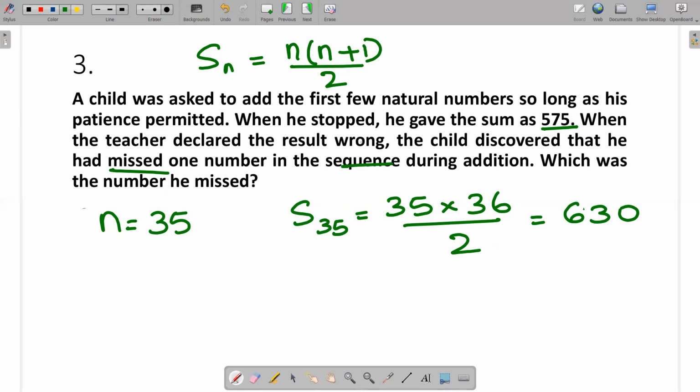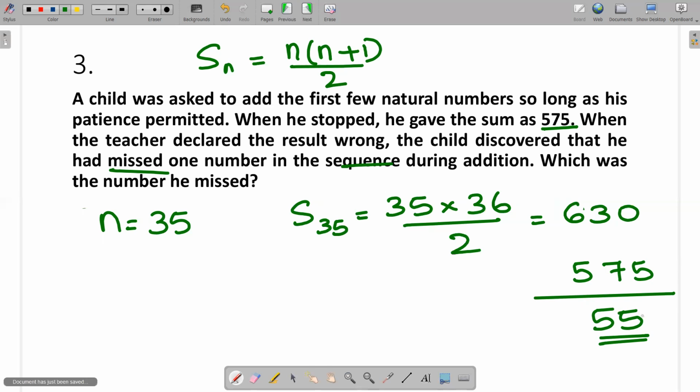But in the question it is given, the total that the child got was 575. Which means if I subtract 575 from 630, I get the result as 55, which means the child should have missed the number 55. That is why he is getting the total as 575. He missed 55. So had he included that correctly, the total should have been 630. But here comes the conflict.